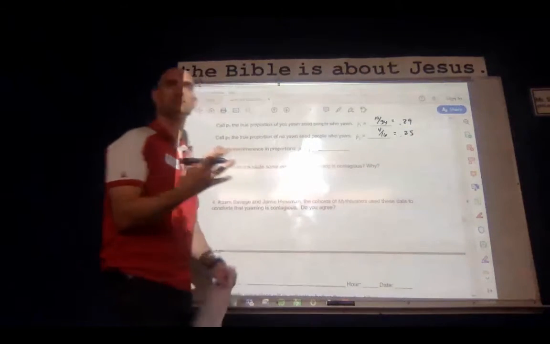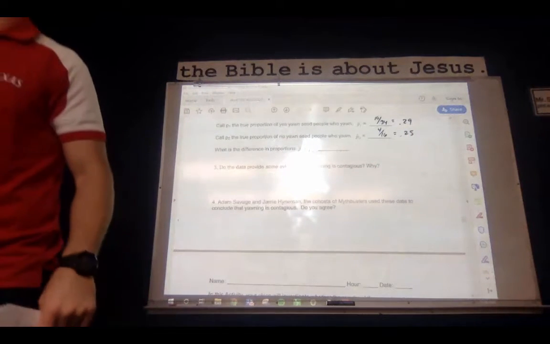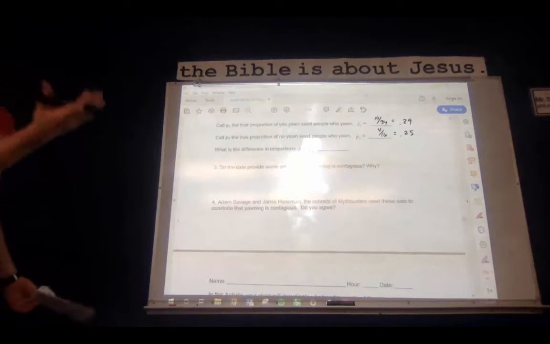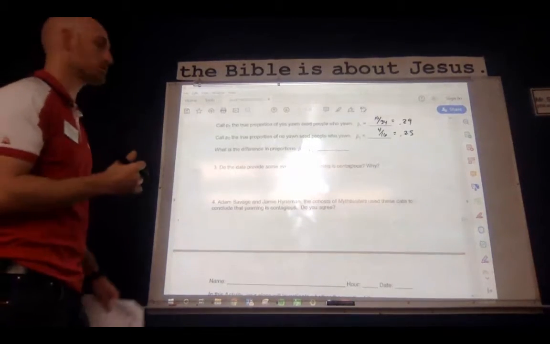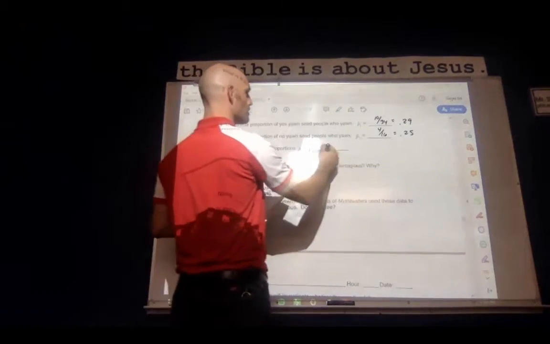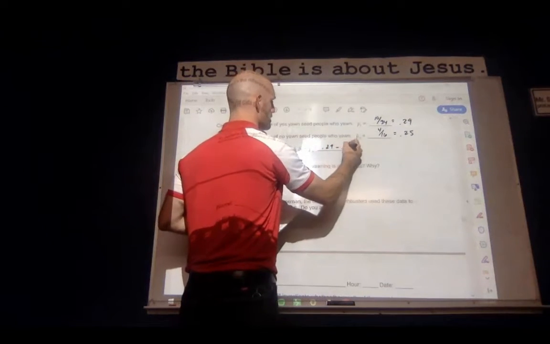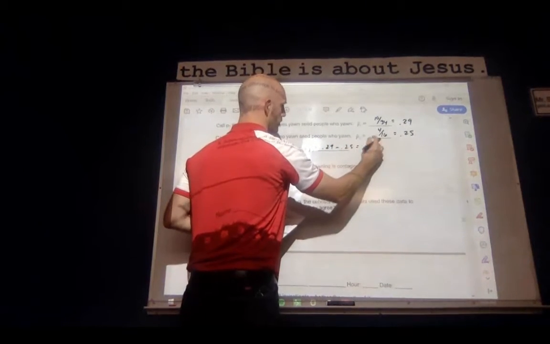Is there a difference? Does there seem to be a difference? Yeah, it seems like there's a difference, right? So we compared the proportions, and there's a difference. The difference in proportions would be 0.29 minus 0.25, which is equal to 0.04.